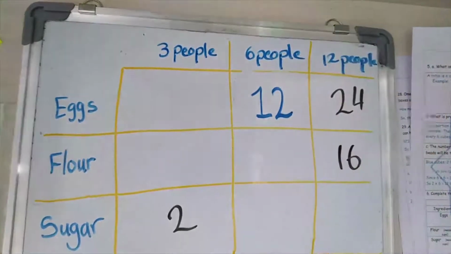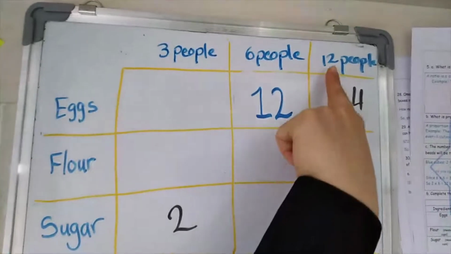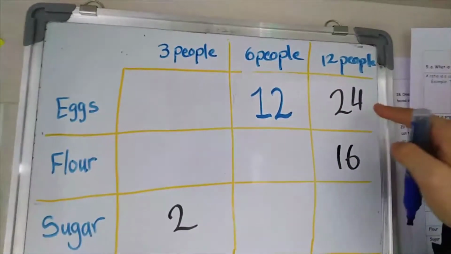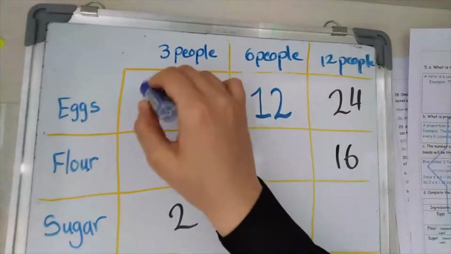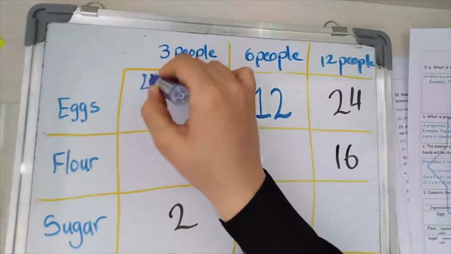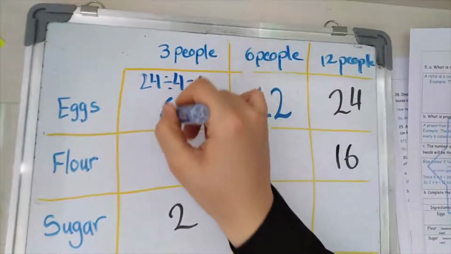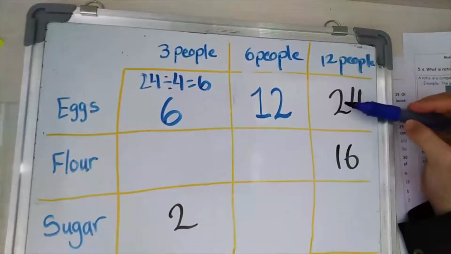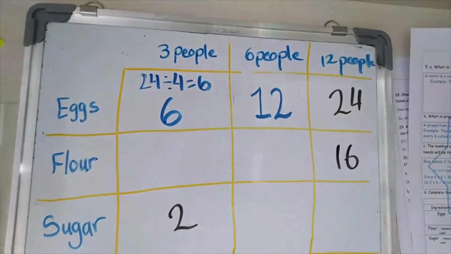As for 3 people, we need to think what made 12 turn into 3. That is dividing by 4. So simply apply the same thing. 24 divided by 4, the answer is 6. So 6 eggs. And that makes sense. 12 people, 24 eggs. For 6 people, 12 eggs. And for 3 people, 6 eggs.